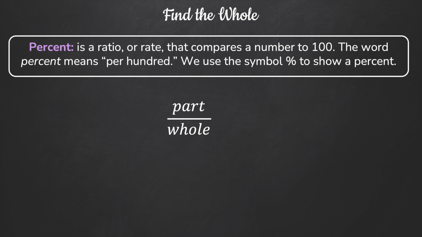So because a percent is a ratio that compares a number to 100, that means that the whole is going to be 100 because percents are out of 100. And the part is going to be a percentage that is out of 100. Here we have a proportional relationship that we're going to use to help us solve for percent word problems.